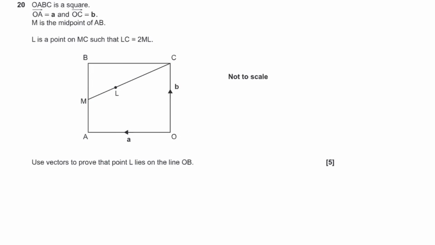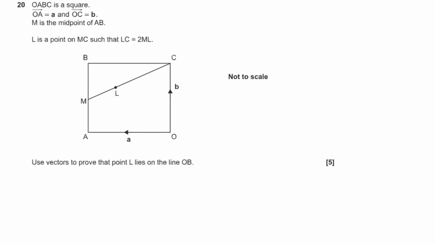Question 20. OABC is a square. The vector O to A is vector A, and the vector O to C is B. M is the midpoint of AB. L is a point on MC such that LC equals 2ML. Use the vectors to prove that the point L lies on the line OB.